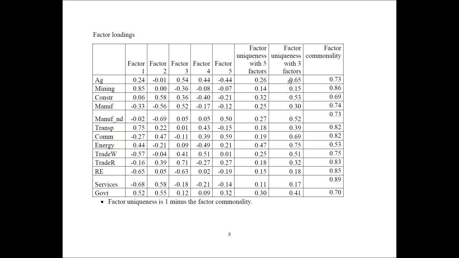With 3 factors, then we have a little bit different picture where we have the uniqueness is kind of high, so the commonality for them would be lower if you calculate 1 minus this column here.